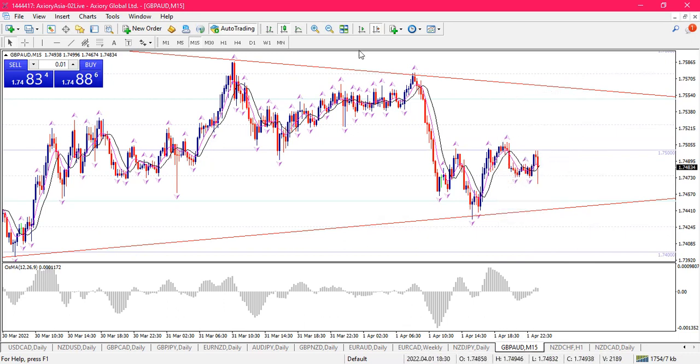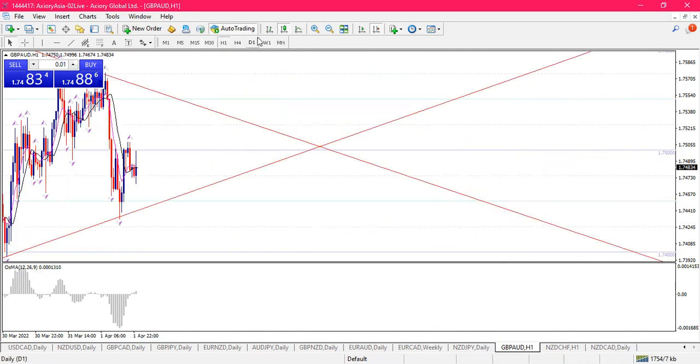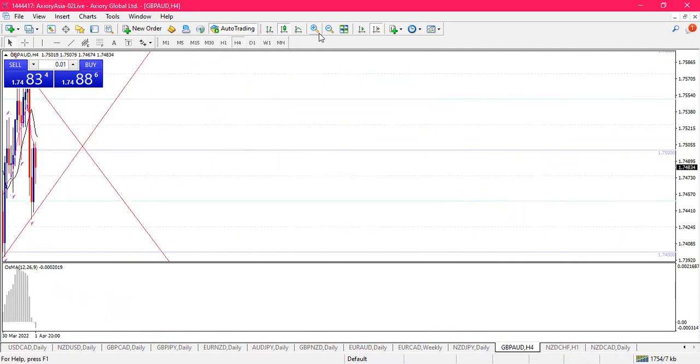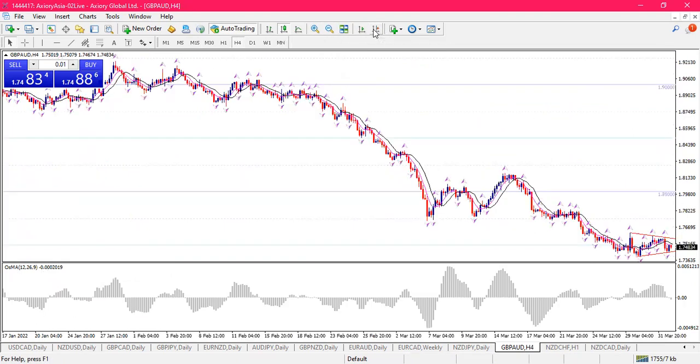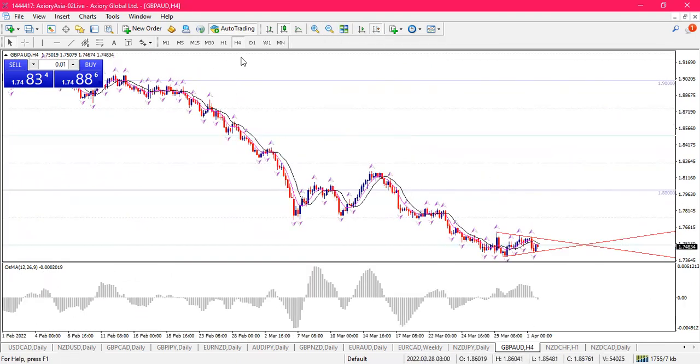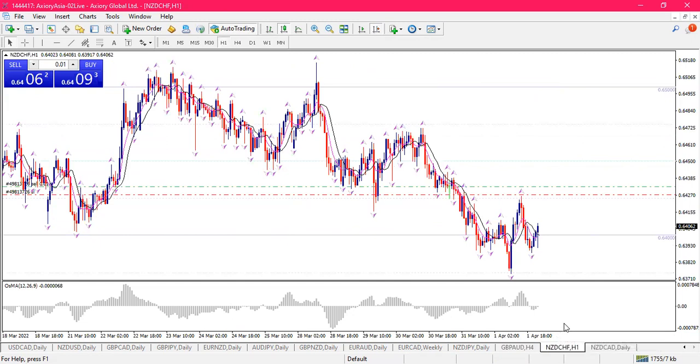Whichever one plays out, this is what you will be looking at as an area of interest based off these various time frames that I've already shown you right now. So I think that's it for GBPAUD. We're going to come right to NZDCHF.